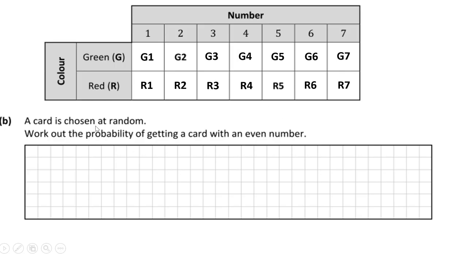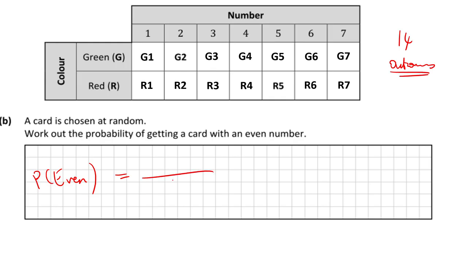So, part B, a card is chosen at random. Work out the probability of getting a card with an even number. So, probability of an even number card. First thing, 1, 2, 3, 4, 5, 6, 7 by 2, 14 outcomes. Be careful, it's easy to say 12 outcomes by accident there. So your answer is going to be out of 14.